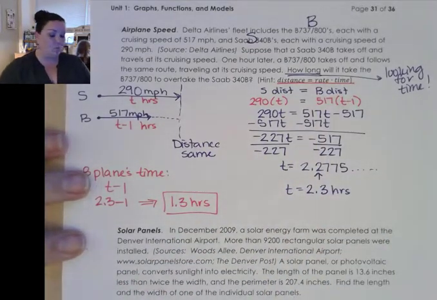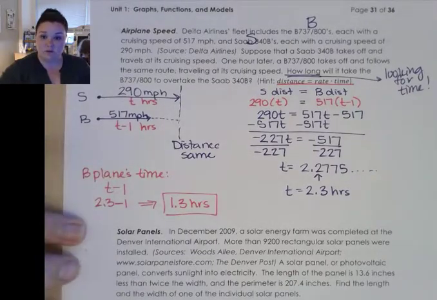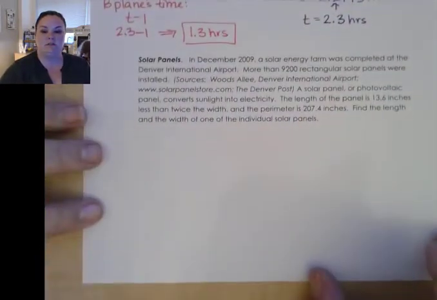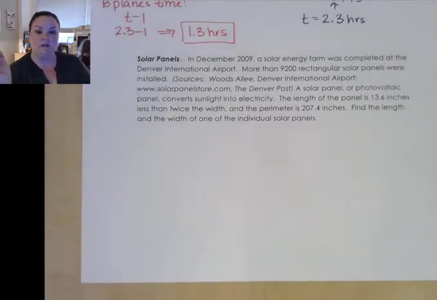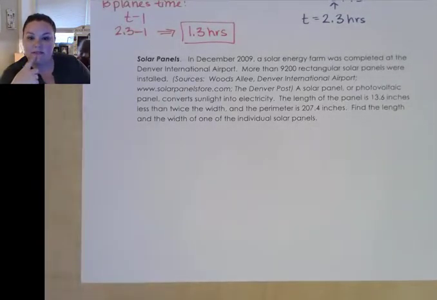All right, I want to show you one more problem type, and then I'll have you try some problems. So this one is talking about solar panels. It says, in December 2009, a solar energy farm was completed at the Denver International Airport. More than 9,200 rectangular solar panels were installed.